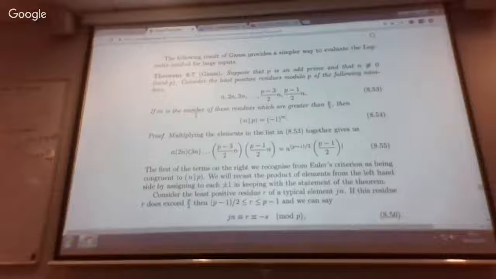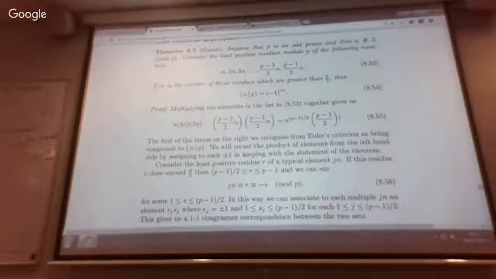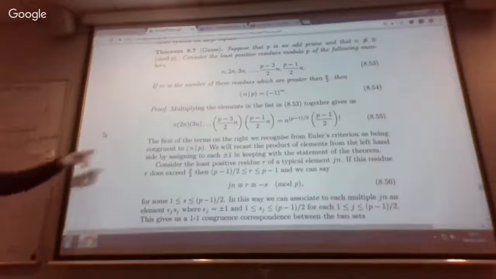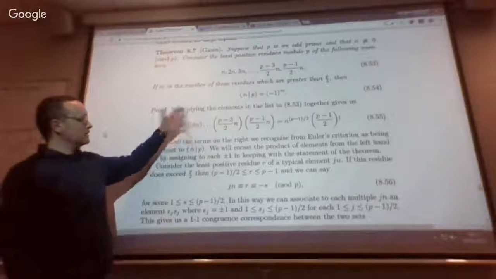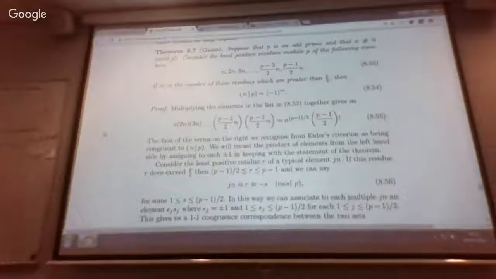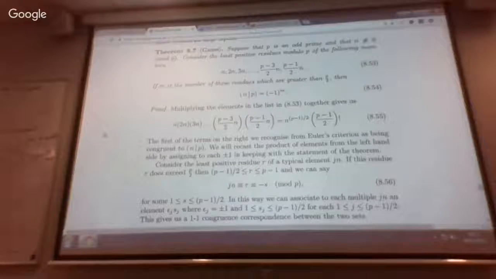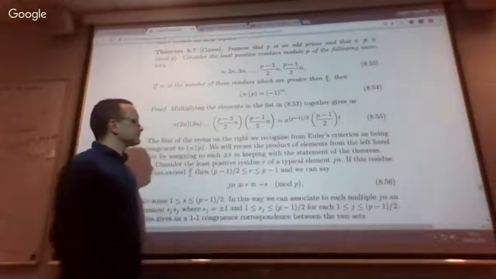Now this looks a bit mysterious and kind of hard to process when you first see it, but the argument that leads to it is just a straight generalization of the one that gave us the Legendre symbol of 2 modulo p. So we just attempt to copy that argument. First of all, we multiply together all of the multiples: n times 2n times 3n, all the way up as far as p minus 1 over 2 times n, multiplying n by each of these integers and multiplying all those products together.